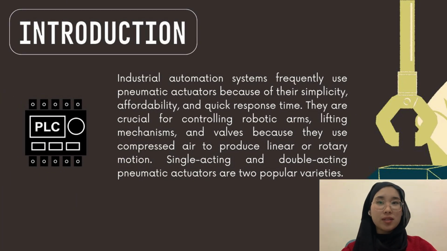Industrial automation systems frequently use pneumatic actuators because of their simplicity, affordability, and quick response time. They are crucial for controlling robotic arms, lifting mechanisms, and valves because they use compressed air to produce linear or rotary motion. Single-acting and double-acting pneumatic actuators are two popular varieties.